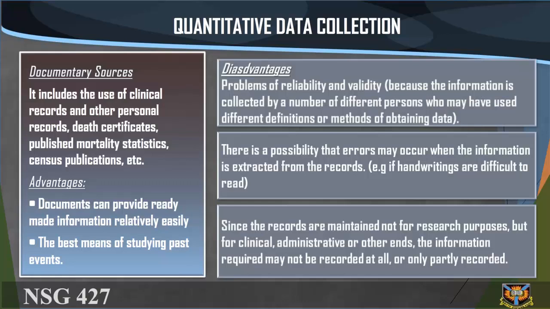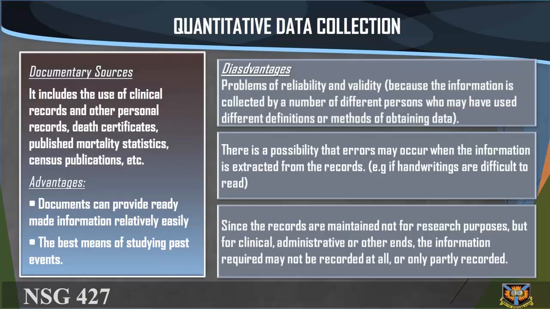Quantitative data collection. Documentary sources. It includes the use of clinical records and other personal records, death certificates, published mortality statistics, census publications, etc. Advantages: 1. Documents can provide ready-made information relatively easily. 2. The best means of studying past events.